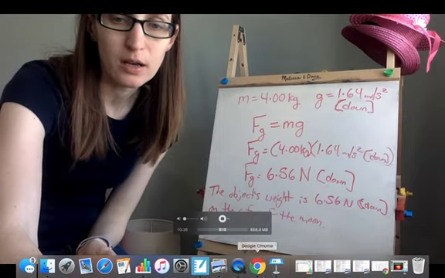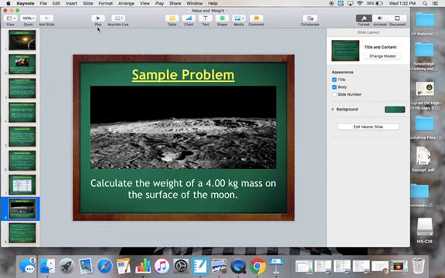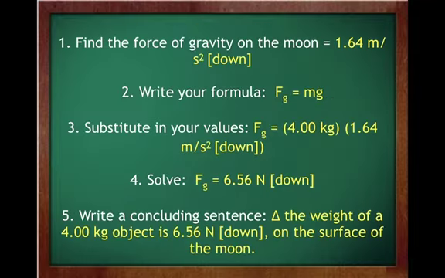All right, if we go back to our slides. Okay, so again, you see that same thing there, right? So like finding the force of gravity, looking it up, writing out the formula, putting in those variables, doing the calculation, and then, like I said, the weight of that object is the 6.56 newtons down.